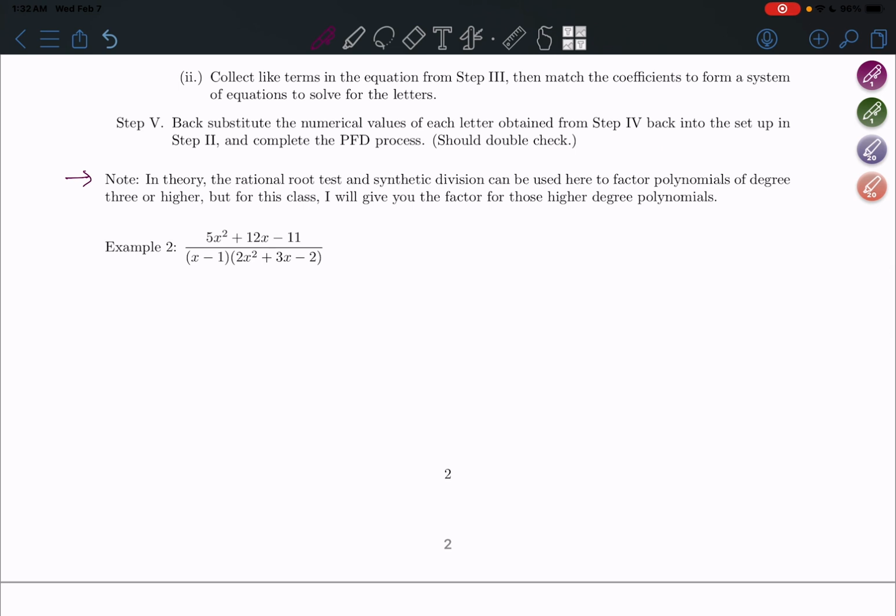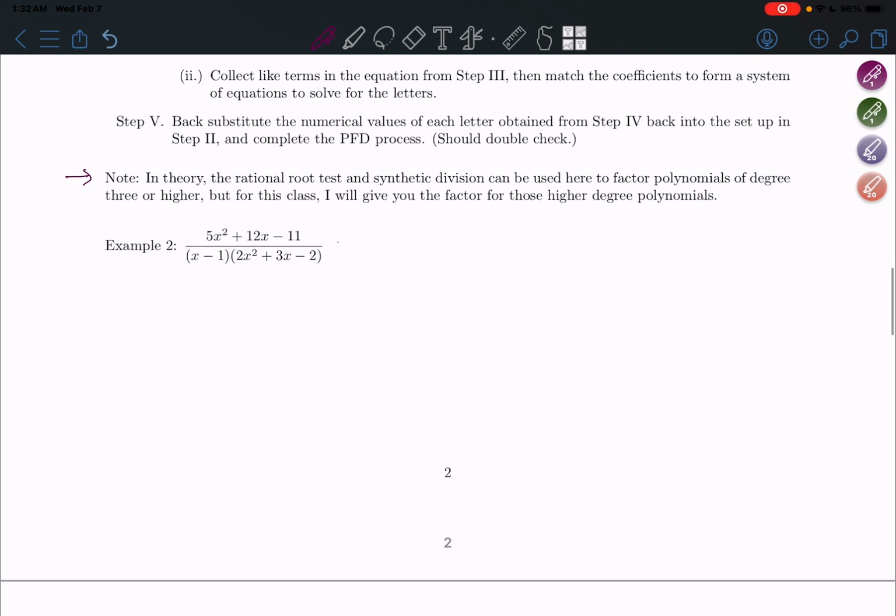Example 2. This already looks kind of enormous, a big rational polynomial. But luckily for us, this one turns out to be not too difficult. Let's take a look. One of the first things that you should try when you see a quadratic is to just try to factor it. It doesn't take that long, or at least it really shouldn't.